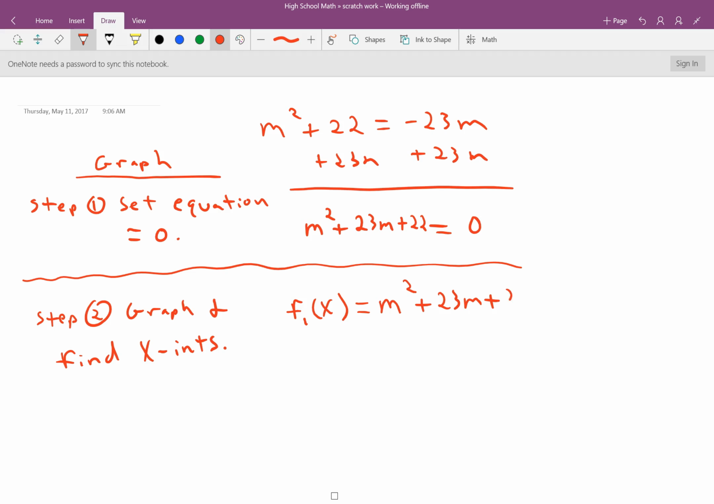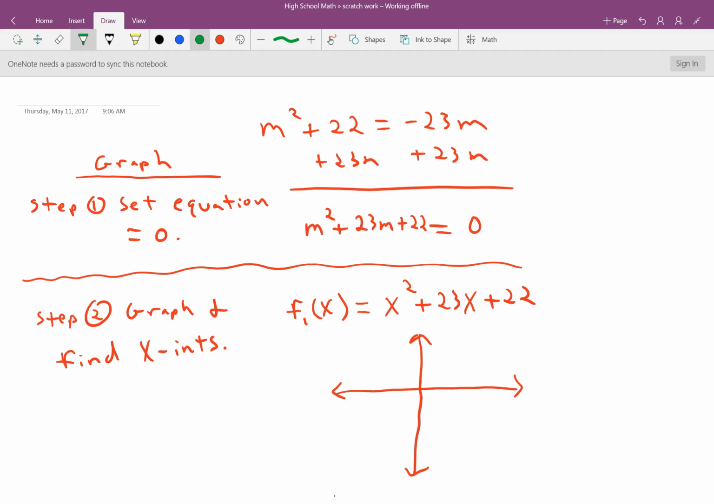Y'all all graph that on Desmos. Let me take a look at it. And I should have written that right. If I said f of x here, I needed to put x as my input. That's a good catch. On Desmos, you might be able to put f of m. Is that what you were saying, Allie? Yes. Cool. All right. So graphing that, and we're looking for.